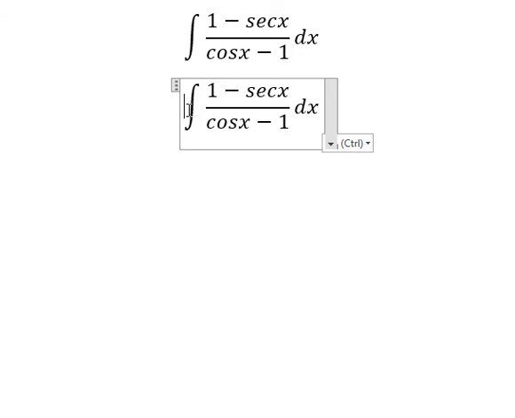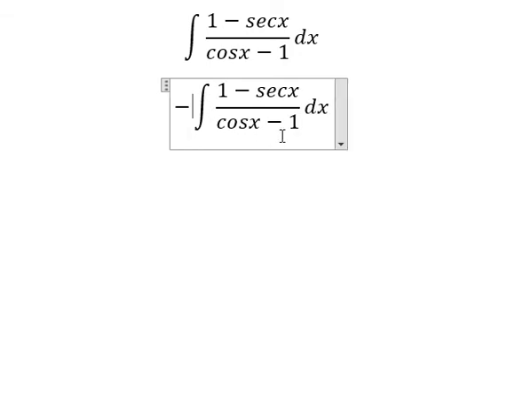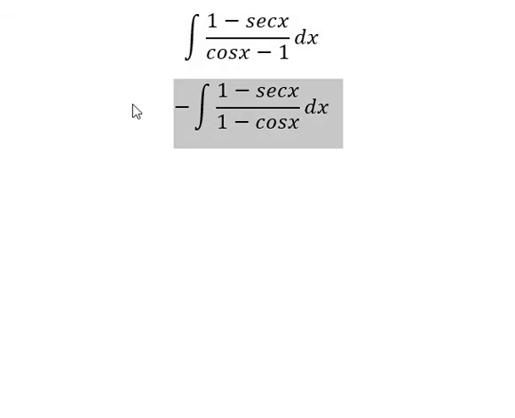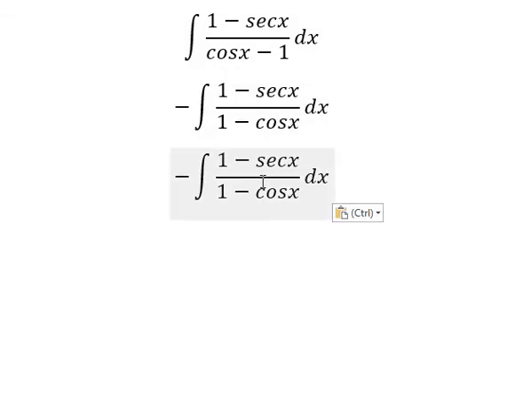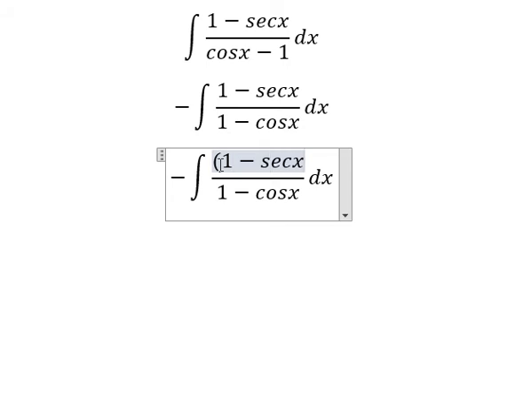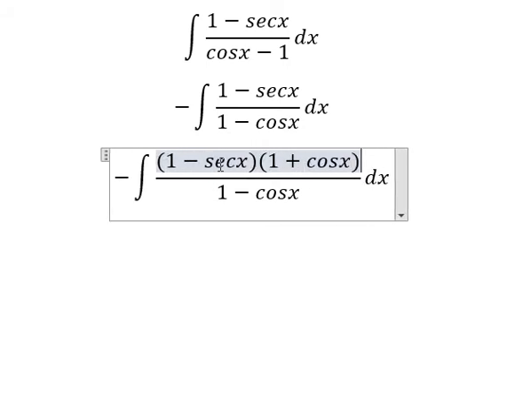We put the negative sign in here, because I want to change cosine x minus 1 into 1 minus cosine x. So if we put negative with this one, then we change back to cosine x minus 1. Next, we multiply by 1 plus cosine x on numerator and denominator.